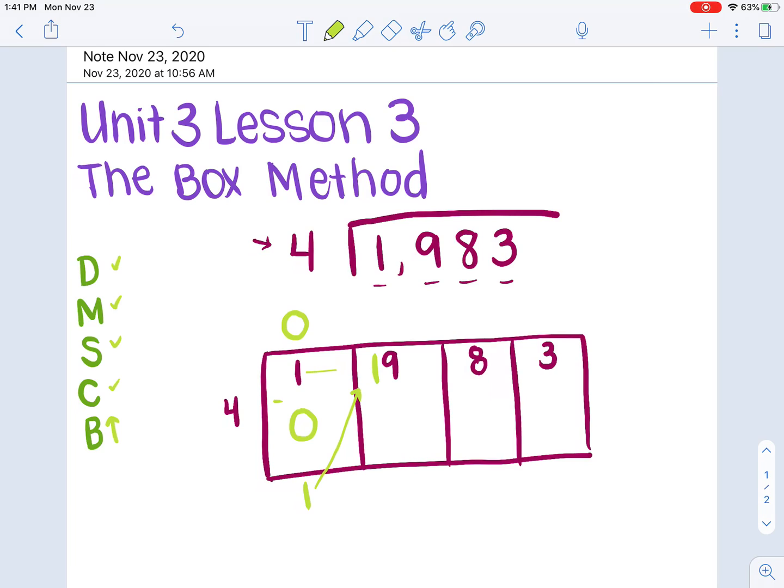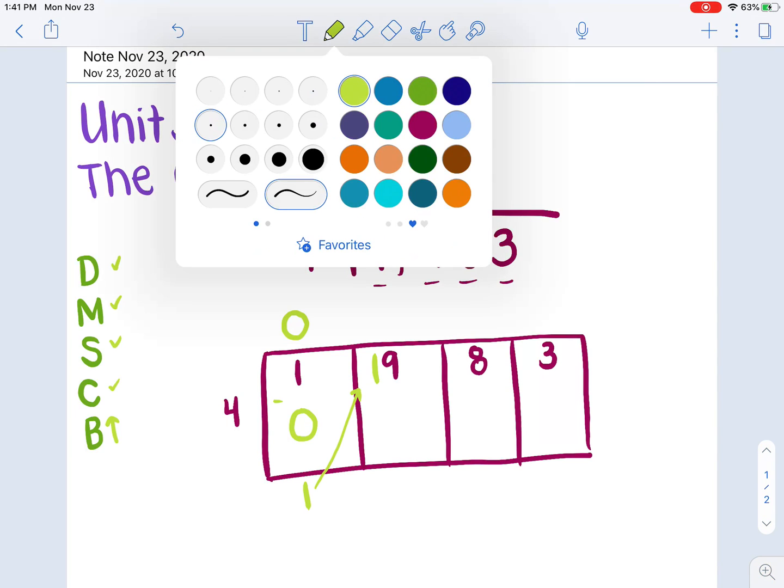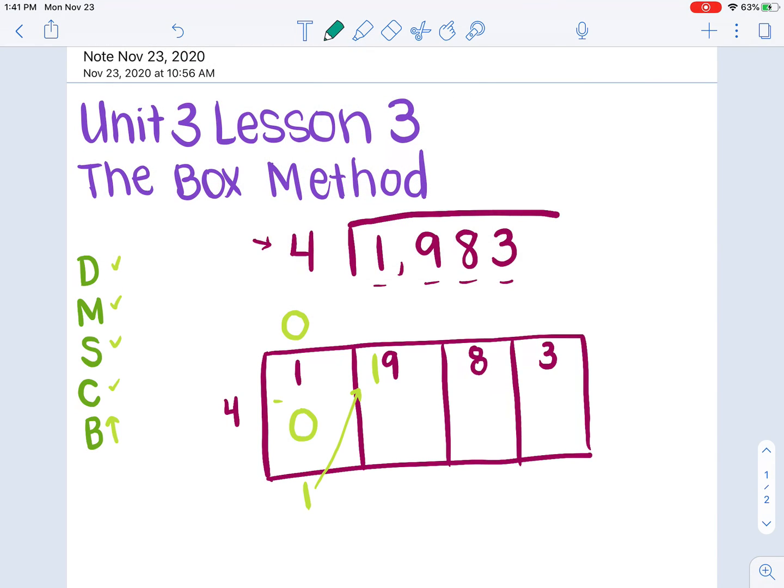Now you might notice, Mrs. Holly, can I just pop this over here if I've got a 0 without doing the subtraction? Yeah, you can, but only if it's too small and it can't be divided into 4. So only if it's smaller than 4 or whatever the divisor is, can you just pop it over there. Let's do the next section now.